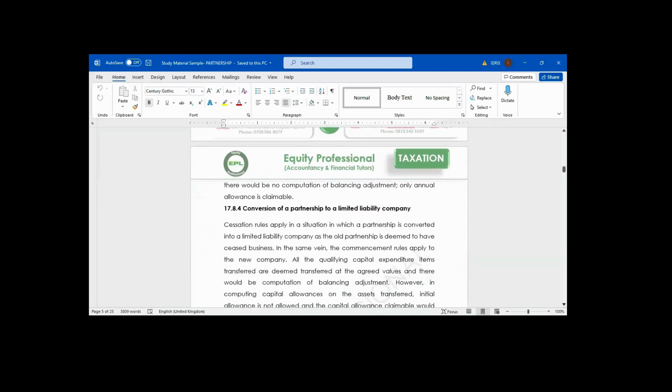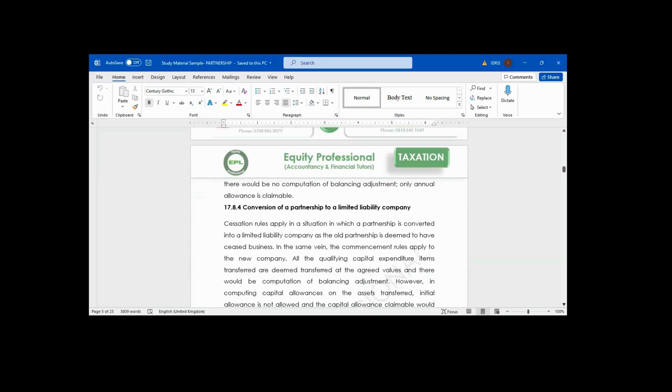Now, the next change in partnership business we need to look at is conversion of a partnership business to limited liability company. What is the treatment of a conversion of a partnership business to limited liability company? How do we treat it?